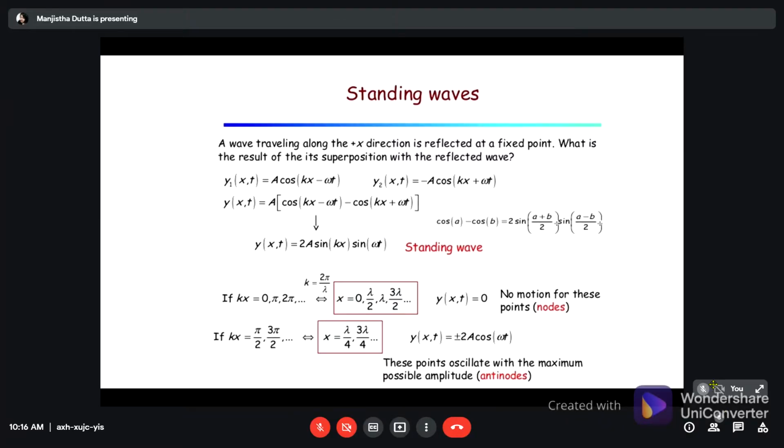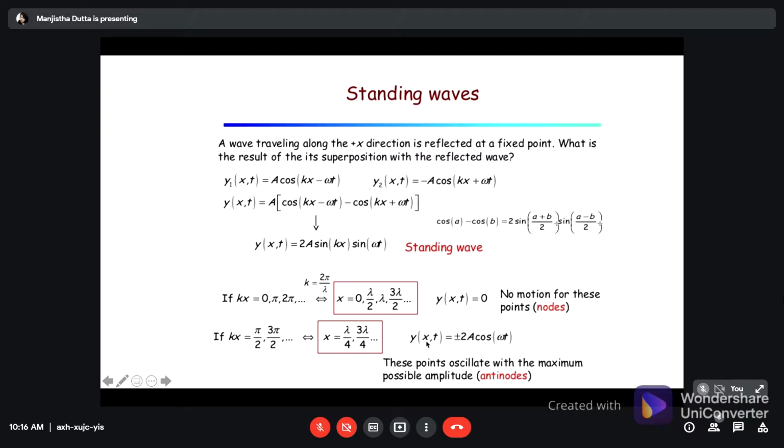Okay, so these points are called nodes. Wherever kx is equal to pi by 2, 3 pi by 2, and if I solve it by putting k equal to 2 pi by lambda, we get the value of x is lambda by 4, 3 lambda by 4. We get that the displacement is maximum.